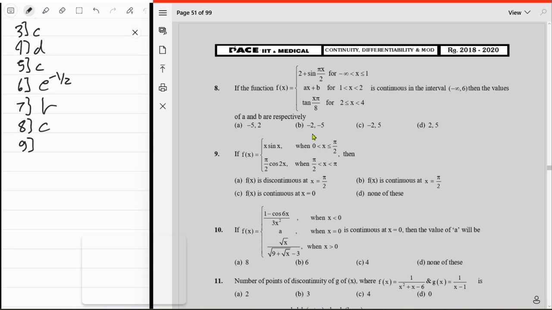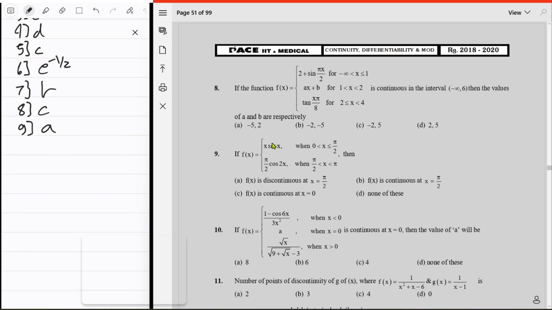When you put pi upon 2 in there, this thing just turns out to be pi upon 2. And this thing, what does that turn out to be? Pi upon 2 cosine of pi, it's negative pi upon 2. Okay, that's not good. That just means it's discontinuous at that point, right? So no need to check the differentiation. That's the thing. It's discontinuous. Next, 10th.